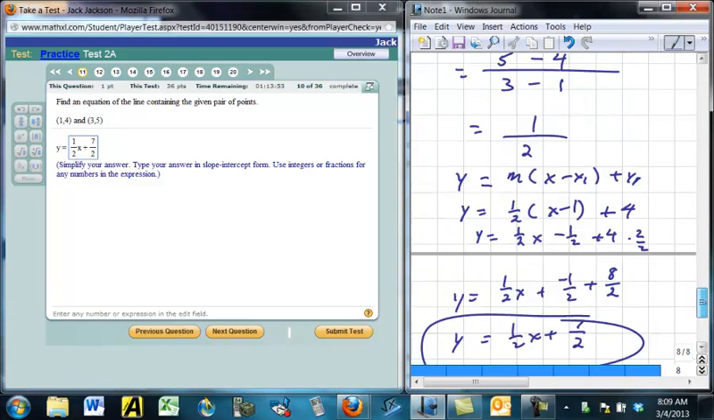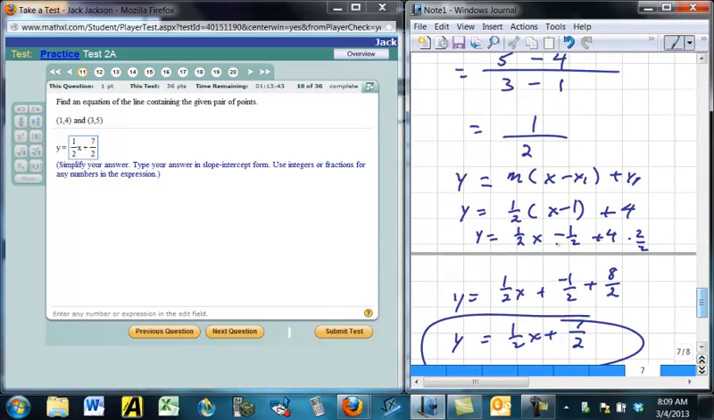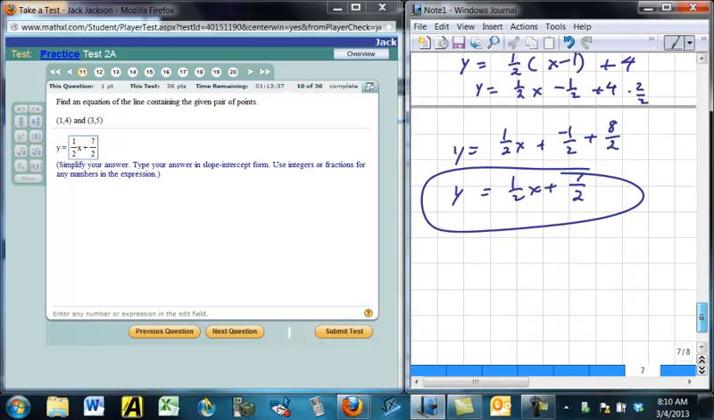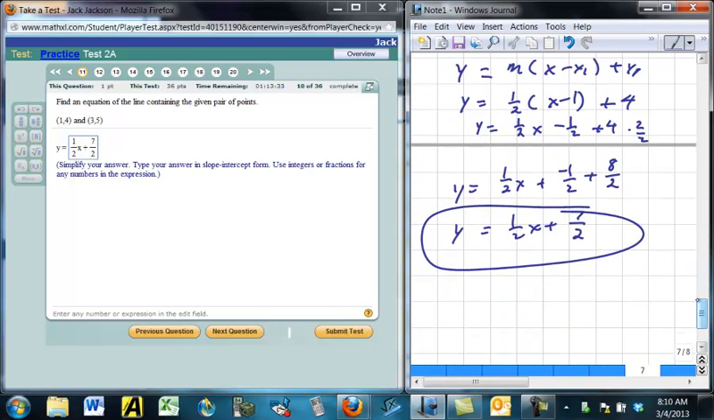Okay, let's double check everything here. So we found the slope by doing the difference in the y's, which is we went 1 up and we went 2 to the right, so that's 1 over 2, 1/2. That goes in here. Plug in either one of the points in here. One way we could check it is to be sure that it actually goes through both points. So let's try 1/4.